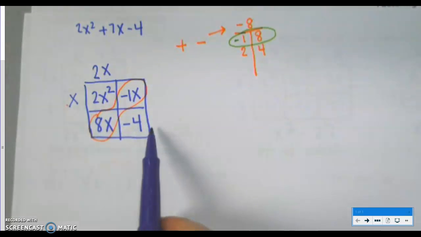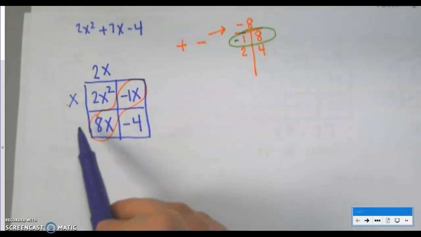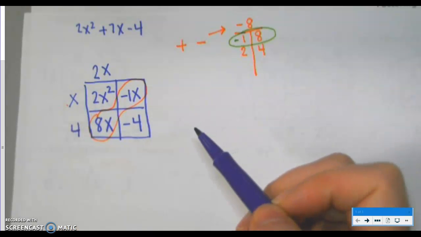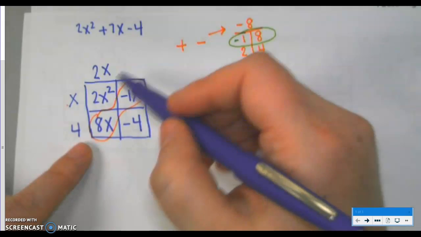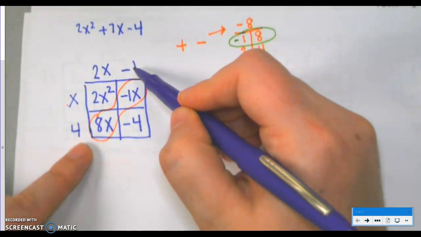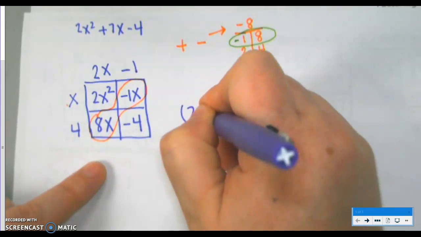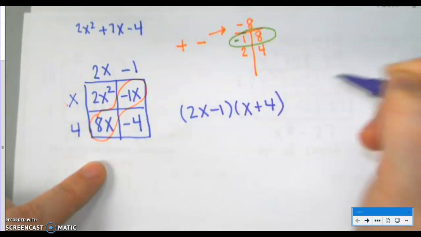All right, now you can look at the greatest common factor of this row, or you can look at, what do I need to put here so that this times 2x is 8x? Well, I know that 4 times 2x will give me 8x. Same thing up here. I know that 4 times negative 1 will give me negative 4. So my factors are 2x minus 1 and x plus 4.